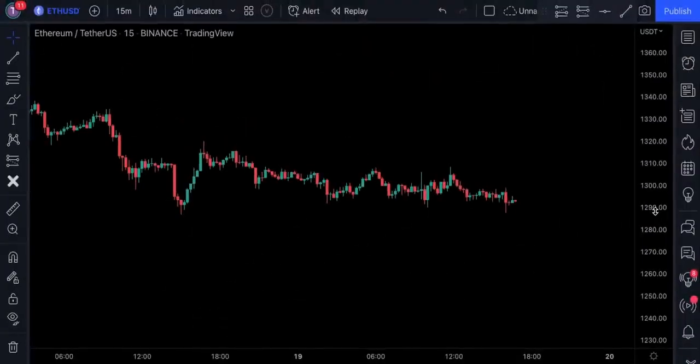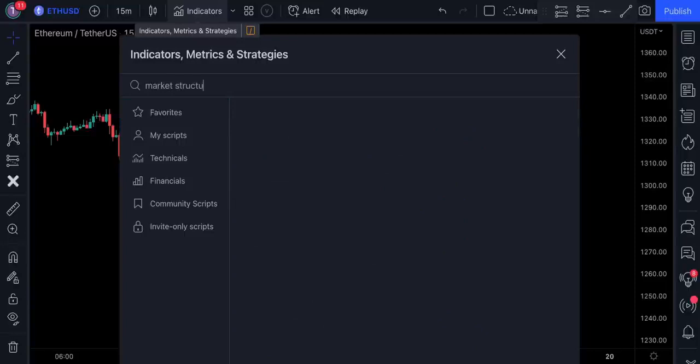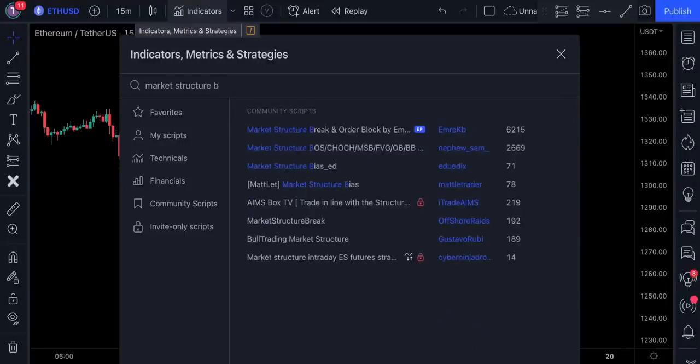The test will be done on the price of Ethereum USDT on a 15-minute time frame. Okay, now let's go ahead and search for the indicator the strategy is based on. For that, let's click on the Indicators tab and type in Market Structure Break and Order. It's going to be this indicator by Emre KB.